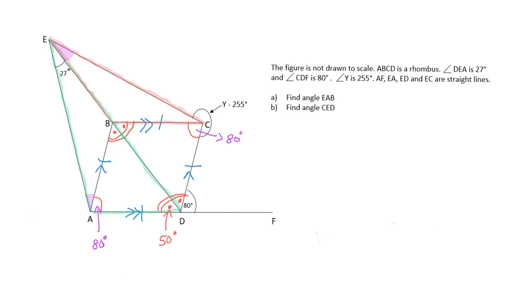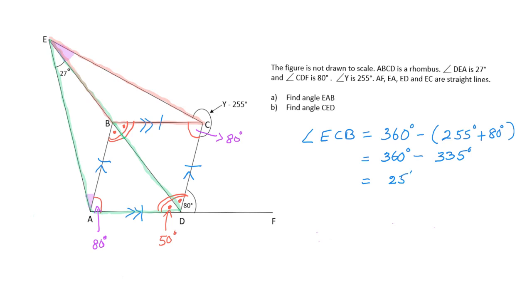So now I can find the value of angle ECB. We know that sum of angles around a point is equal to 360 degrees. Therefore, 360 degrees minus 255 plus 80 will give you the value of angle ECB. Therefore, angle ECB is equal to 25 degrees. So let me mark that here. That will be 25 degrees.